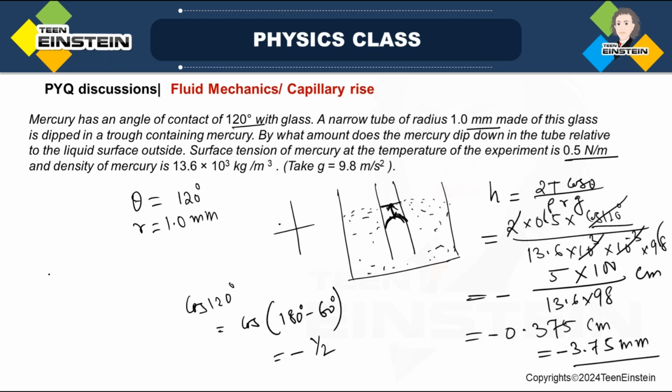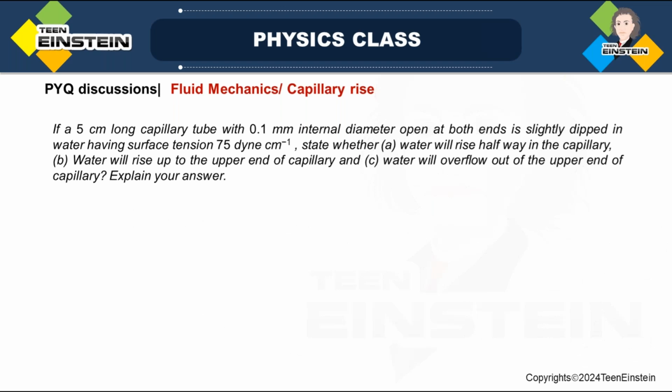Okay, so we have got the amount by which the liquid level is going to be depressed: 3.7 millimeter. So this was the question here. Now let us go to the next problem.